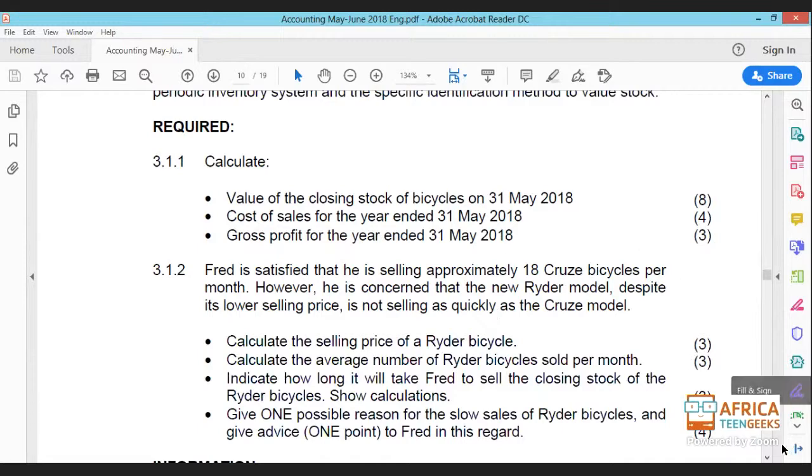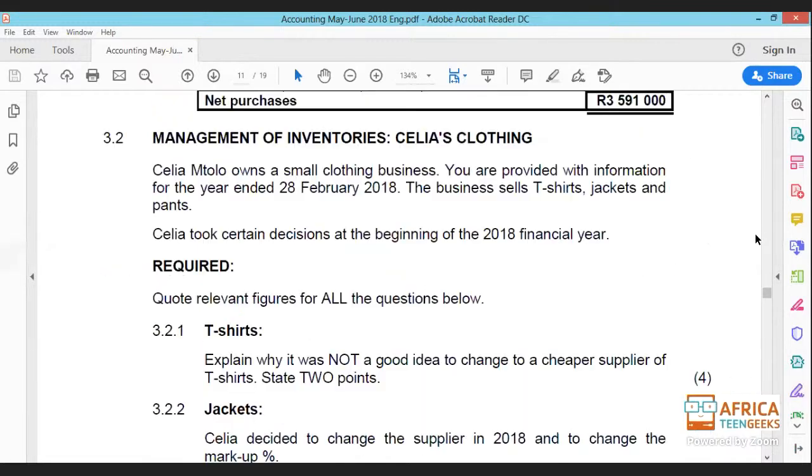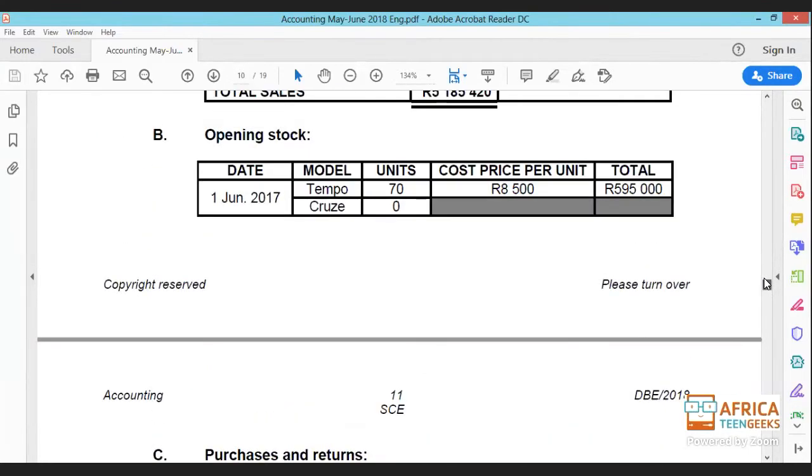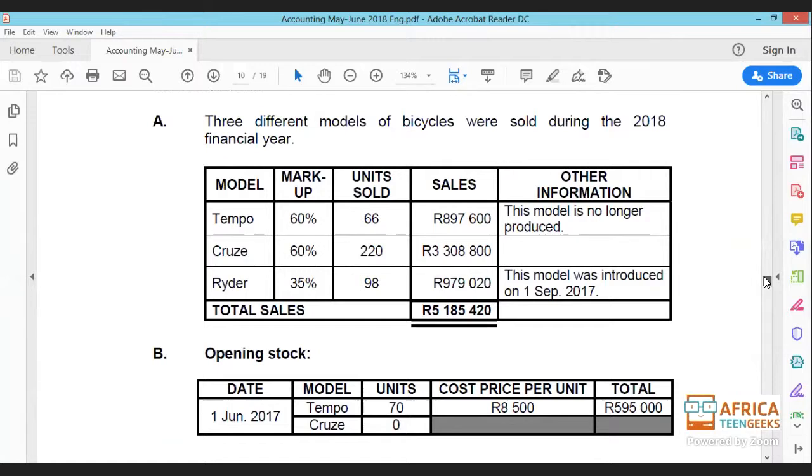Remember, we were given the markups. Sorry about that. Just moving so fast today. I don't know why this cursor is moving so fast.